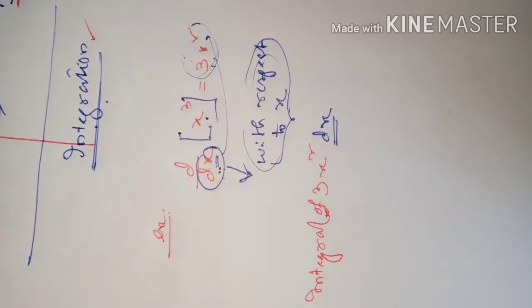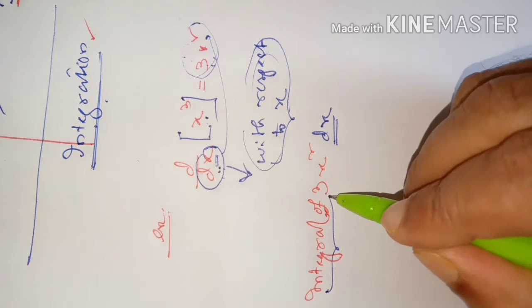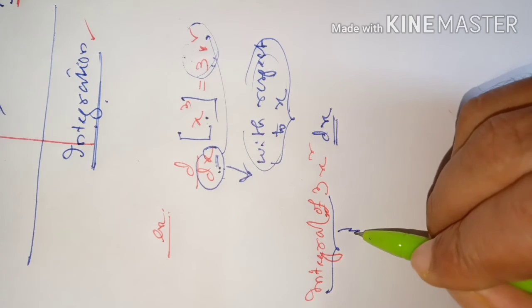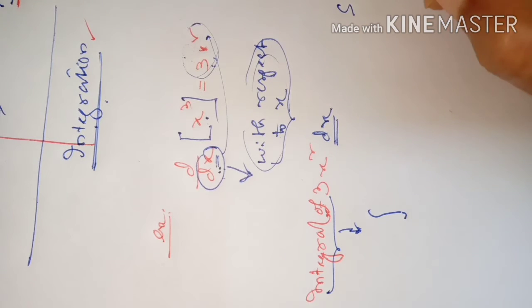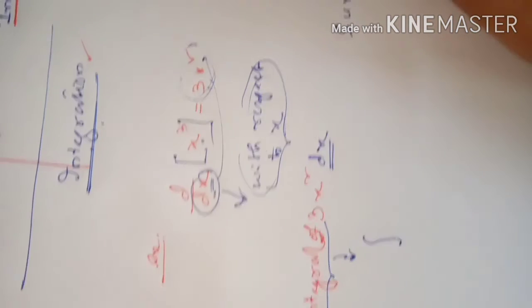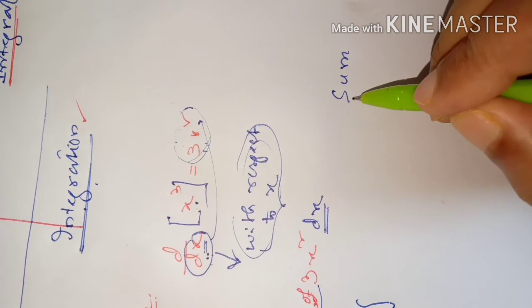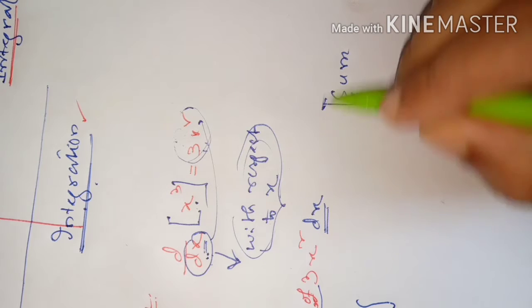For that wording also there is a symbol, that is one elongated S. S, you know, means sum. In mathematics generally we use capital S for sum.